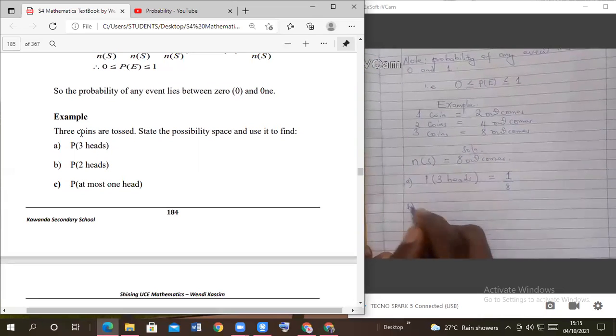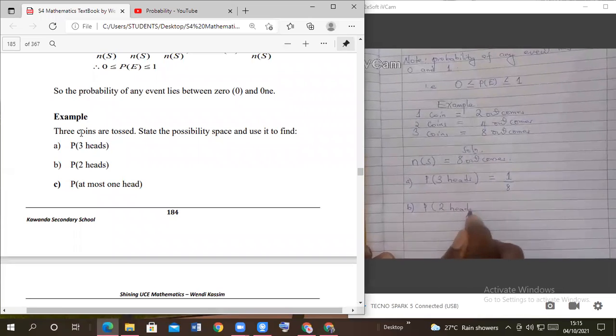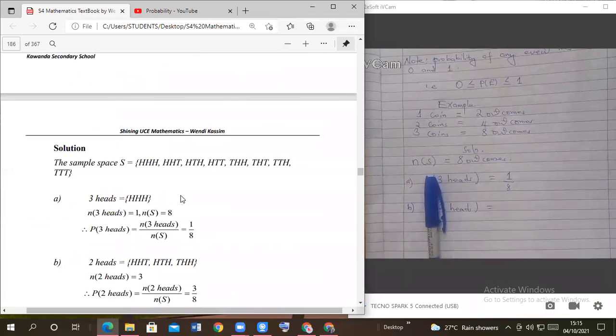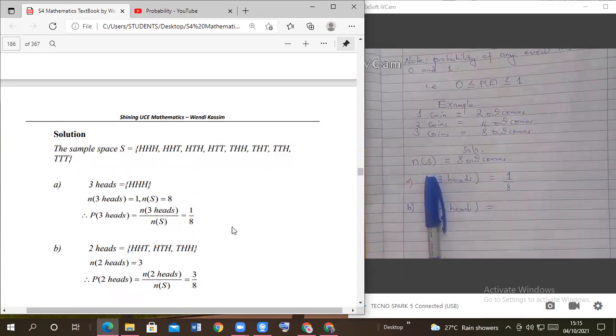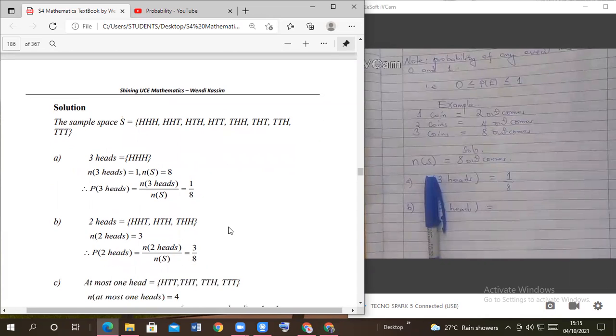B. What about 2 heads? 1/4? 1/4? Are you for real?